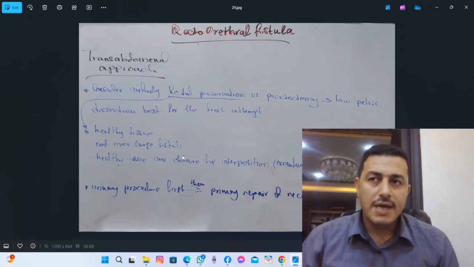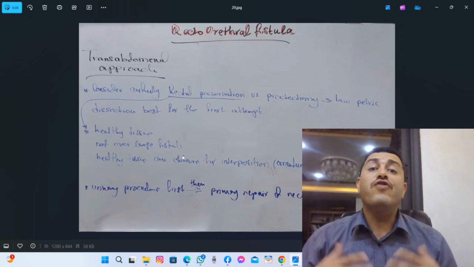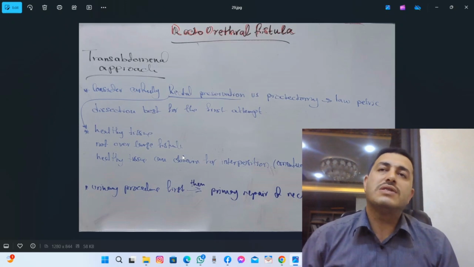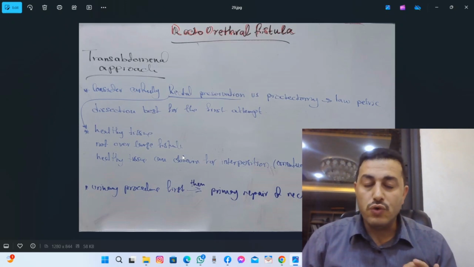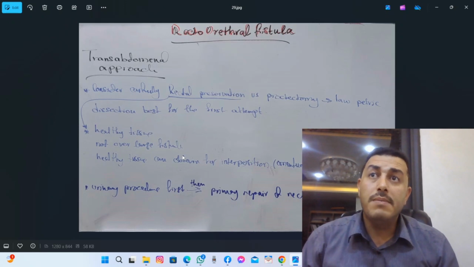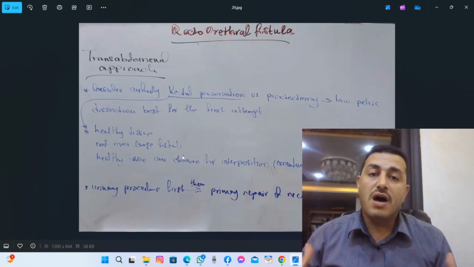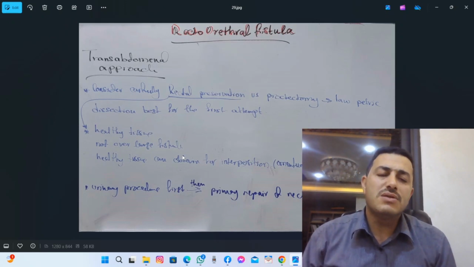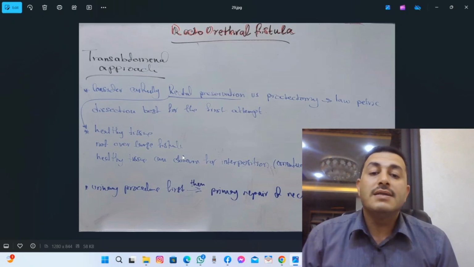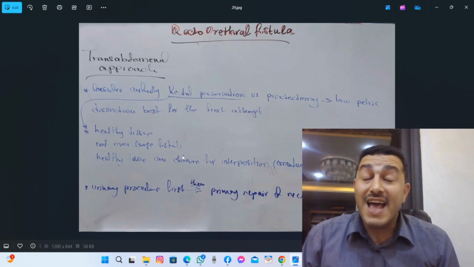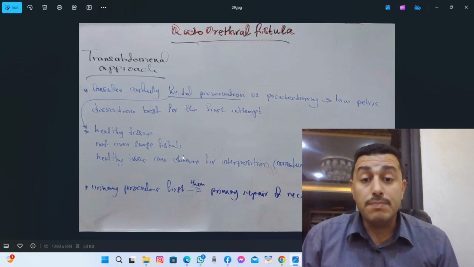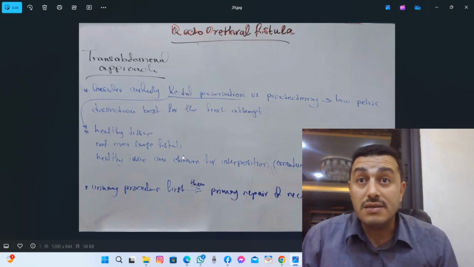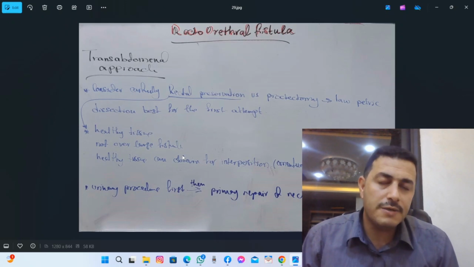Second question, is the defect overly large? Actually there is no clear cutoff diameter, but they said if it is an overly large defect in the rectum, it's best to remove the rectum. And third, is there any available healthy tissue I can use for a flap to interpose between the rectum and the urinary bladder?